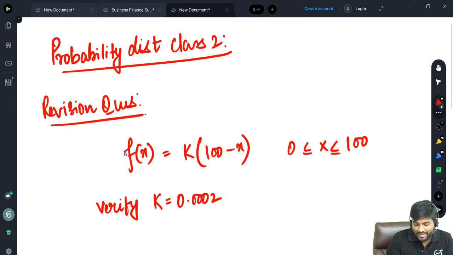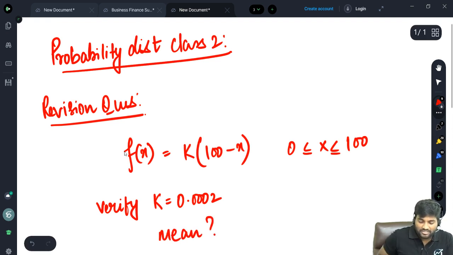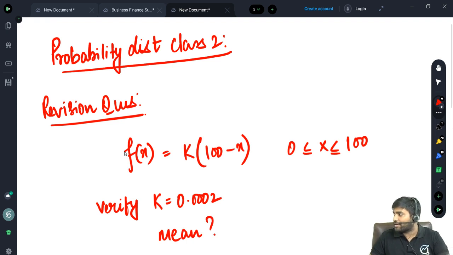Once you solve for k, then you need to calculate the value of mean. Calculate the value of mean. Currently, if someone is interested to know what topics we are doing, this is the basics of statistics. Till probability distribution, it is statistics basics. Okay?